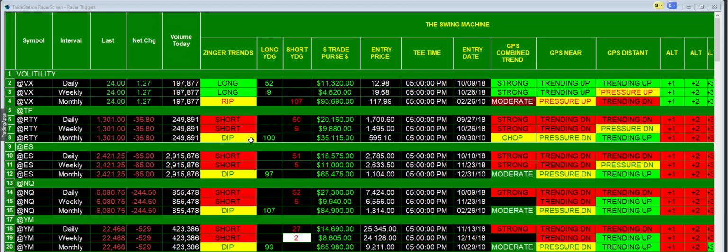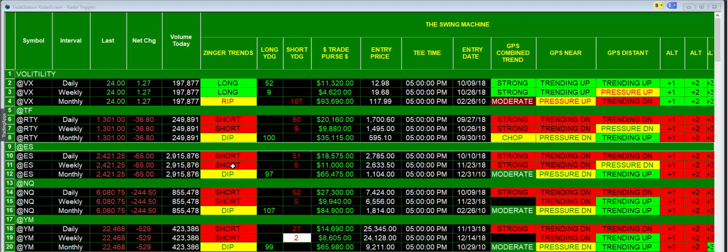A monthly short is a recession, and it's getting very, very close. The ES contract, the S&P, went short 51 days ago. One contract would be up $18,005 from October 10th, when it went short. This is from the Swing Machine. How much could you have saved if you knew that?